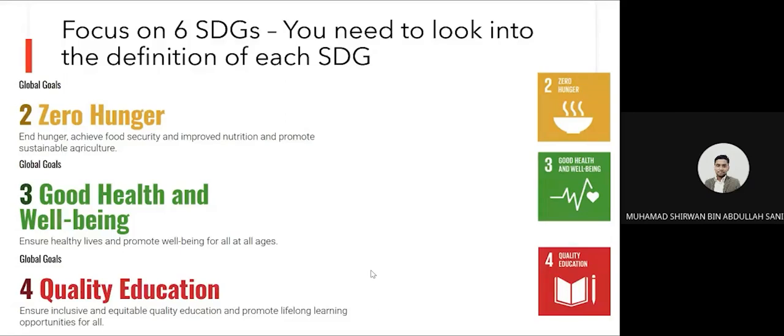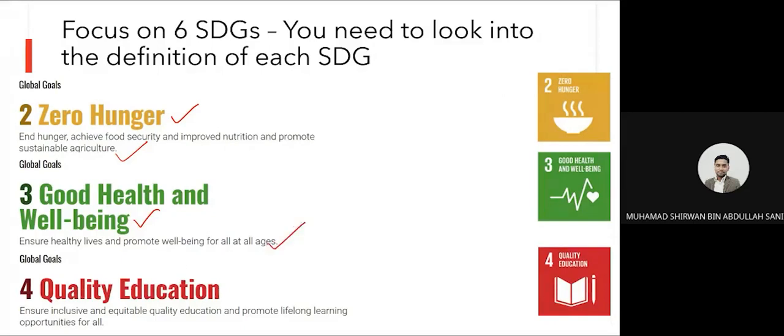So I recommend that before you apply, or during your proposal development, you look into the definition of each SDG as your guideline on what you are going to describe in your proposal. If you look at each of these SDGs, for example, zero hunger, they have the explanation of the aim: to end hunger, achieve food security and improve nutrition and promote sustainable agriculture. If you go to good health and well-being, the definition spells out: ensure healthy lives and promote well-being for all at all ages.